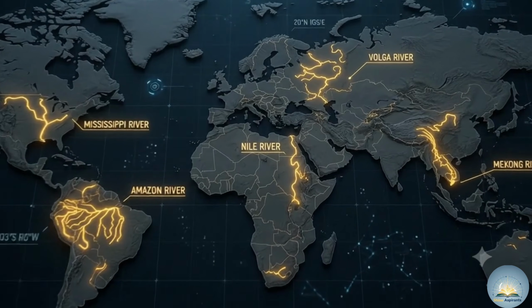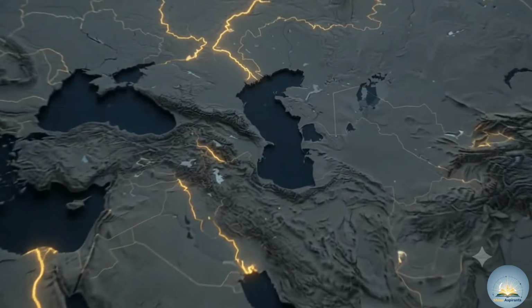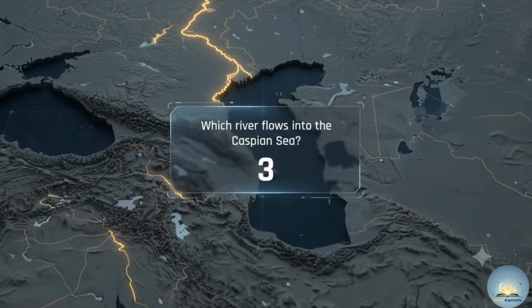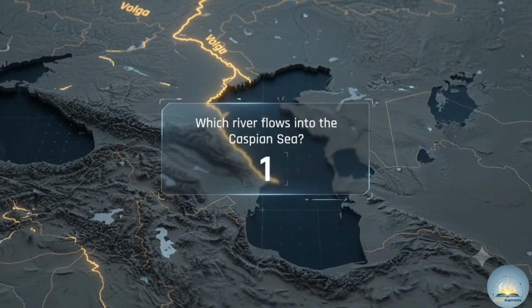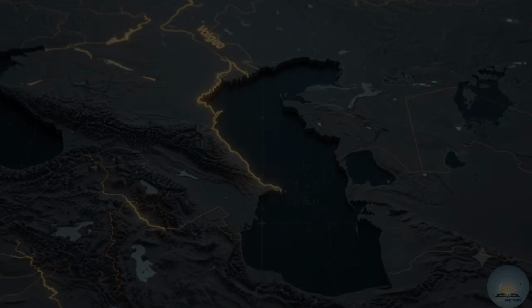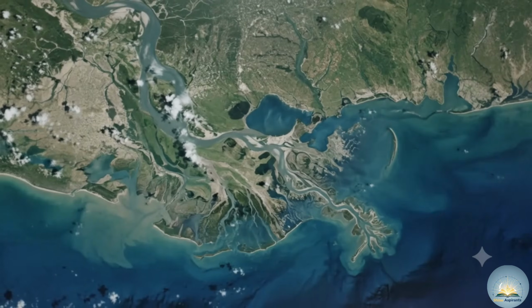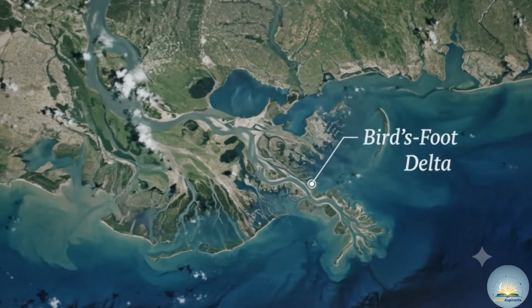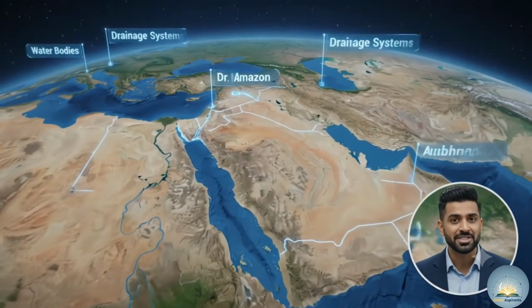Can you identify the river that ends in the Caspian Sea, but never reaches any ocean? And do you know which famous river crosses the equator twice, which lake has almost disappeared because of human activity, and which river mouth forms a bird's foot delta? These are not random geography facts, they are exactly the kind of location-based traps UPSC uses in prelims.